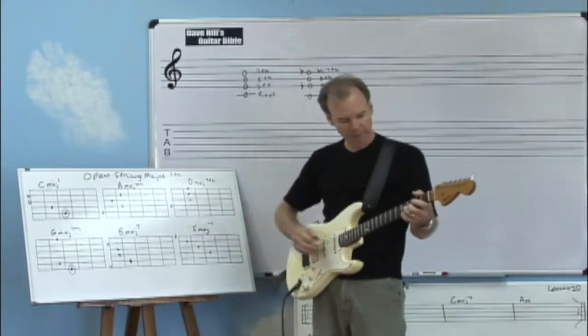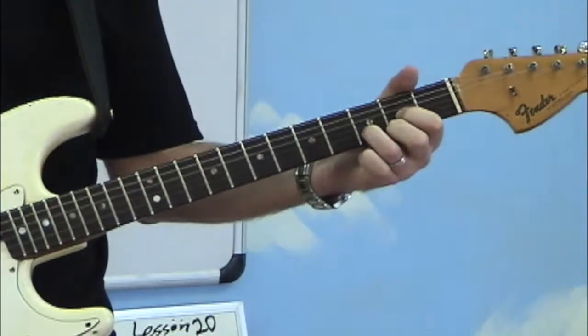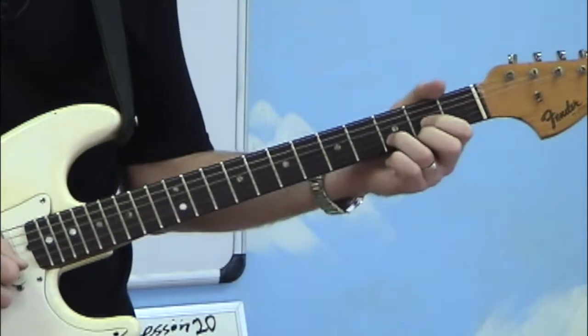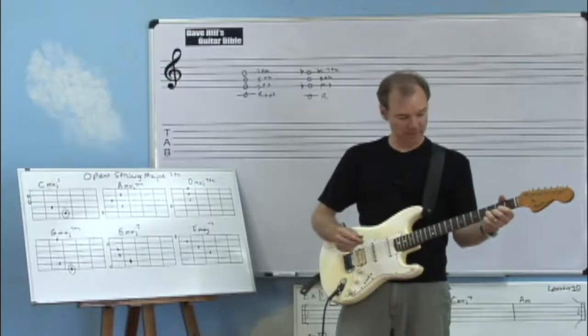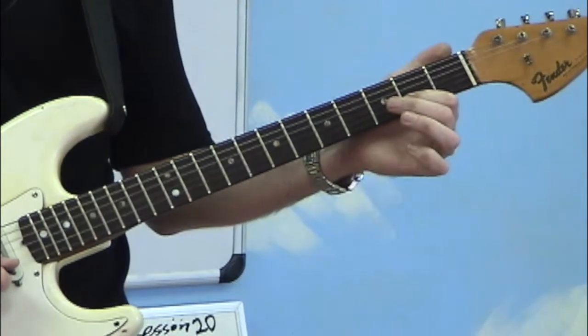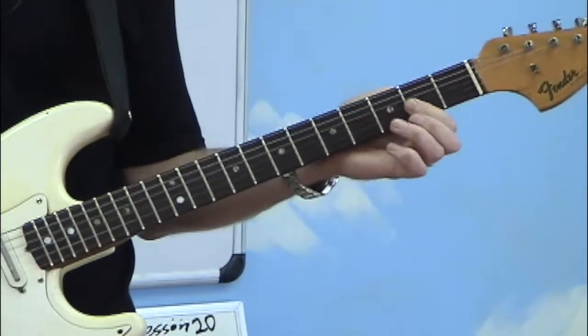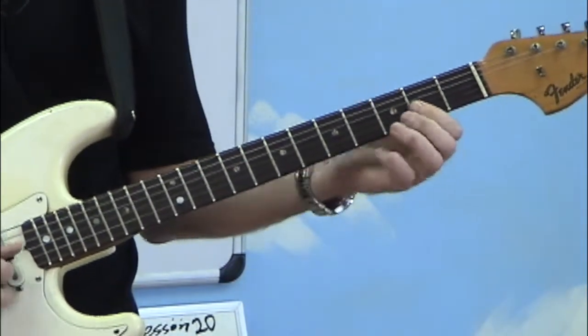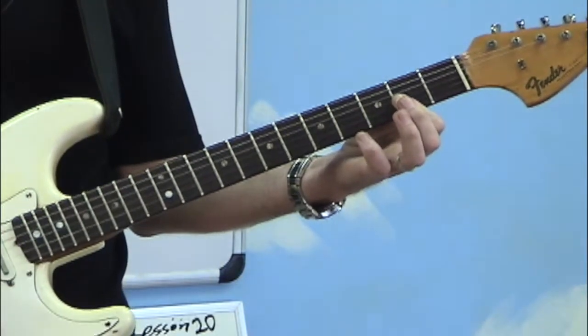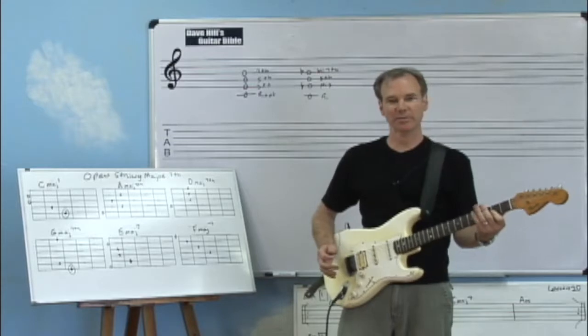When we go to the D form that we had here, once again, we have two roots, and we've got a fifth and a third, but we need to find the major seventh. As you're realizing, it's right below the root. In this case, it makes sense to put it here and simply bar across the top three strings at the second fret. With the open D ringing underneath, we create a D major seventh chord.